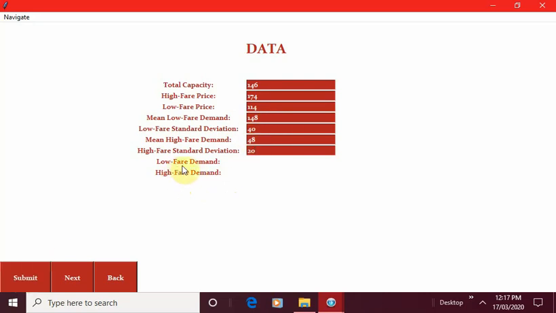So when we submit, low fare demand and high fare demand calculations will be done. The low fare demand is 132 and the high fare demand is 40. Low fare demand is on the higher side, looking at the capacity of 146, and the high fare demand is 40. Let's move to the next screen.